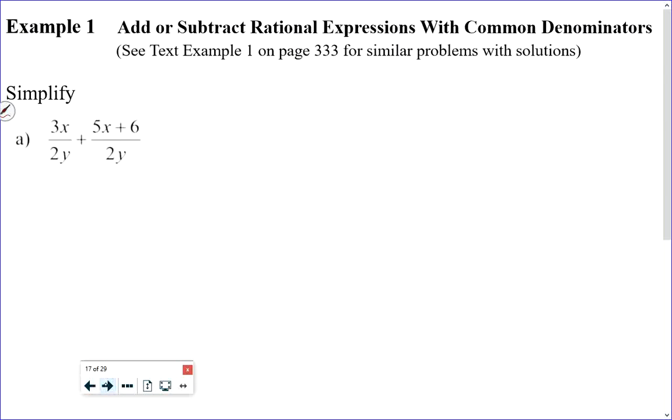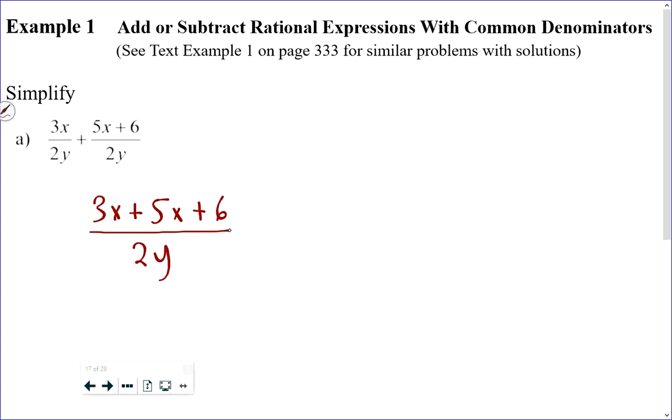First of all, I want to get something out of the way. I don't care about non-permissible values today. Not because they don't exist, but because I don't want it to get in the way of this other stuff we need to understand. So we're going to add these together. Well, they already have a common denominator. So we just put them together. That's it. Well, it's not it because we're not done.